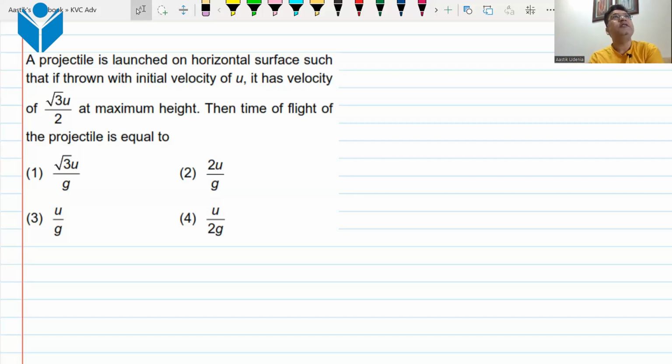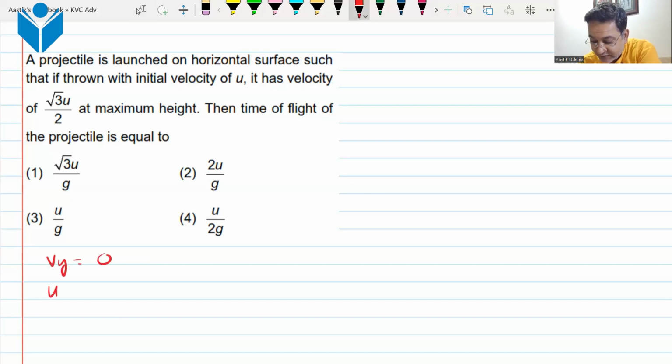Then what is zero at the highest point? Nothing is zero at the highest point. What is zero at the highest point? Sir, come again. Vertical velocity. Thank God. Vertical velocity is zero at the highest point.